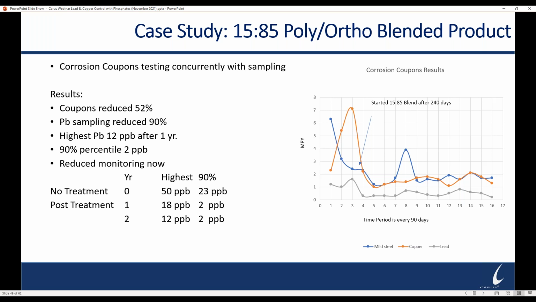So if you look at the data, before they added the phosphate treatment, their highest level of lead from a sample for compliance was 50 parts per billion, and that 90th percentile was 23. Post adding the phosphate at that dosage, 1 year down the road, their highest sample went from 50 to 18 parts per billion, and their 90th percentile dropped to 2 parts per billion. So there's your 90% reduction from 23 to 2. Year 2 of feeding the product, their highest sample on a first draw was 12 parts per billion, and the 90th percentile stayed at 2 parts per billion. So you can see that drop in lead sampling numbers out there in the system at that high dosage.